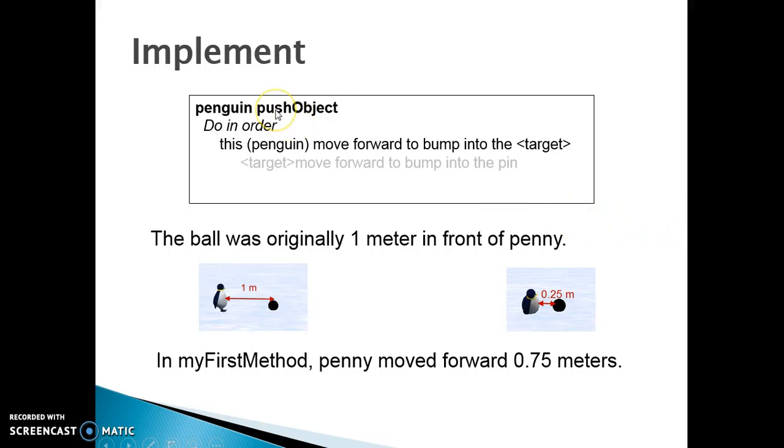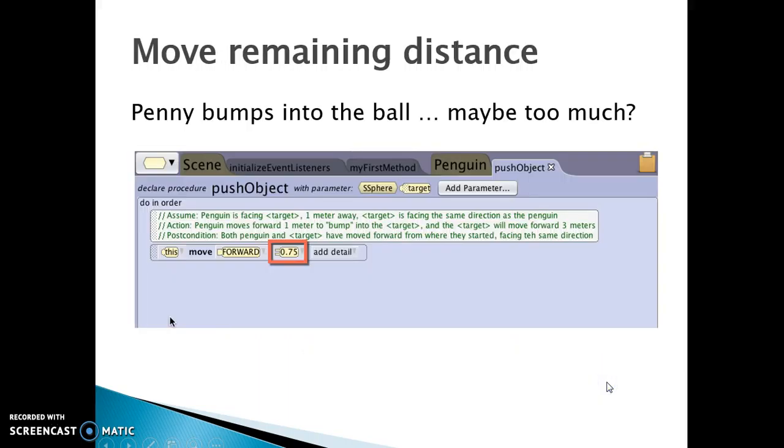So here's the name of our procedure, and right now we're just going to worry about this. The penguin is going to move forward to bump into the target. The ball was originally 1 meter in front of Penny. Penny's our penguin, and Penny's going to move forward 0.75 meters. Okay. So here's the deal.